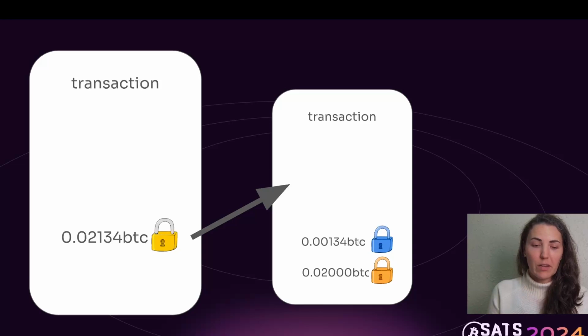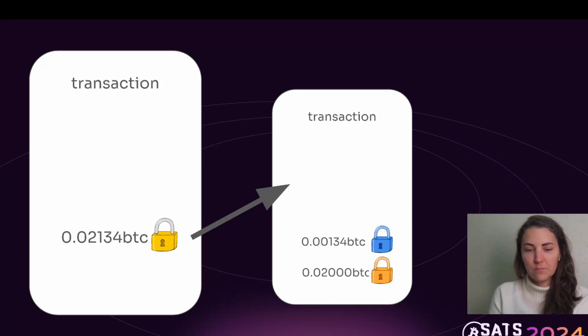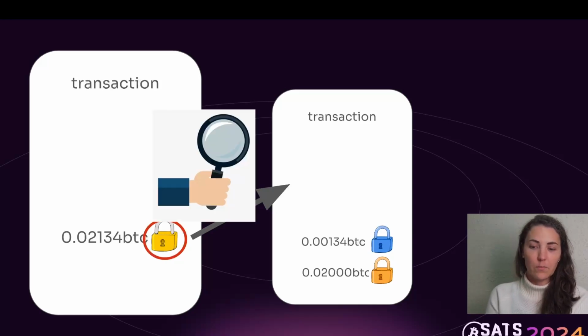When you go to spend that Bitcoin, you unlock the lock in a new transaction, and then you usually lock up that Bitcoin in new outputs. So a new transaction will be another form with more outputs. And again, in order to spend this Bitcoin by putting it in a new transaction, you have to unlock this lock.